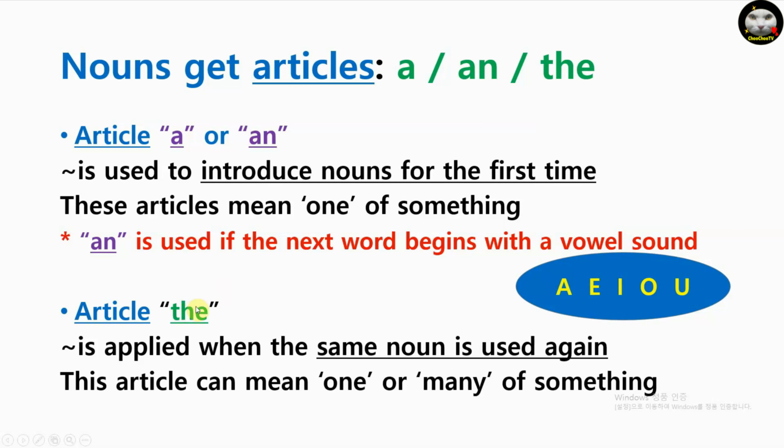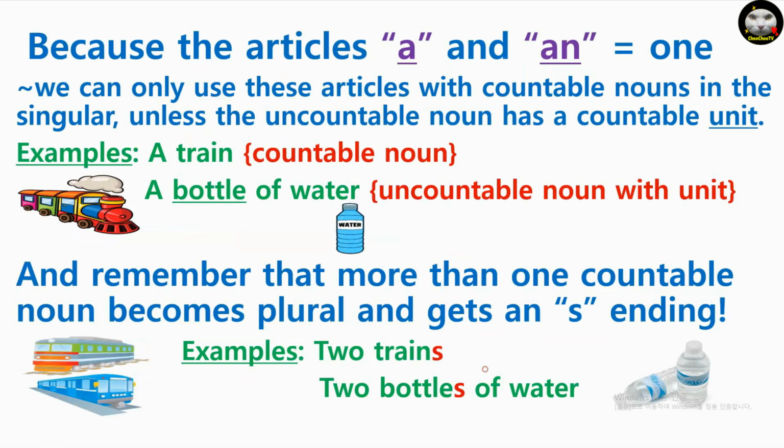An article the is applied when the same noun is used again. This article can mean one or many of something. Because the articles a and an equal one, we can only use these articles with countable nouns in the singular, unless the uncountable noun has a countable unit.